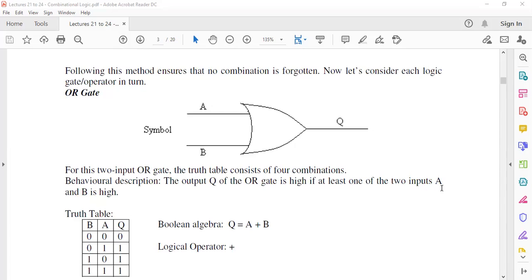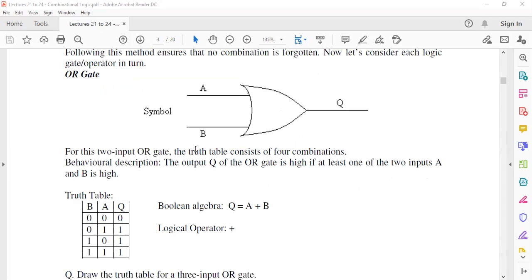Okay, so let's look at the logic gates now. The first one is the OR gate. This is the symbol for the OR gate, and this is a 2-input OR gate. We just discussed that if you have 2 inputs, it means 2 power 2, so you get 4 possible combinations. These 4 possible combinations are shown here.